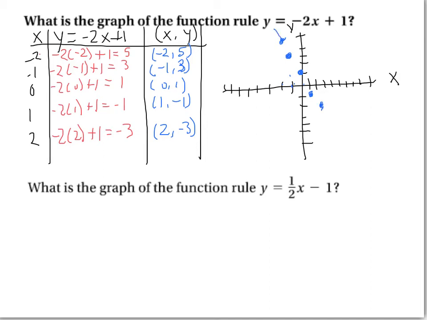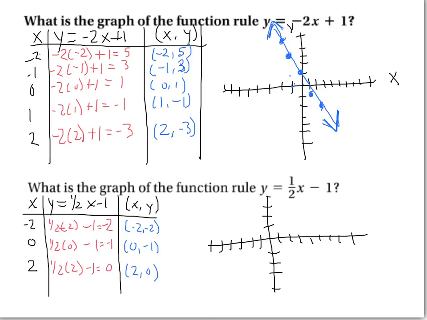And then you should be able to connect the dots on your graph. And whenever you have a function like this, that means it goes on forever. So you want to make sure to include your arrows at the end. Right now I want you to pause the video, yes, pause the video, and fill out a table and write a graph for the second equation.